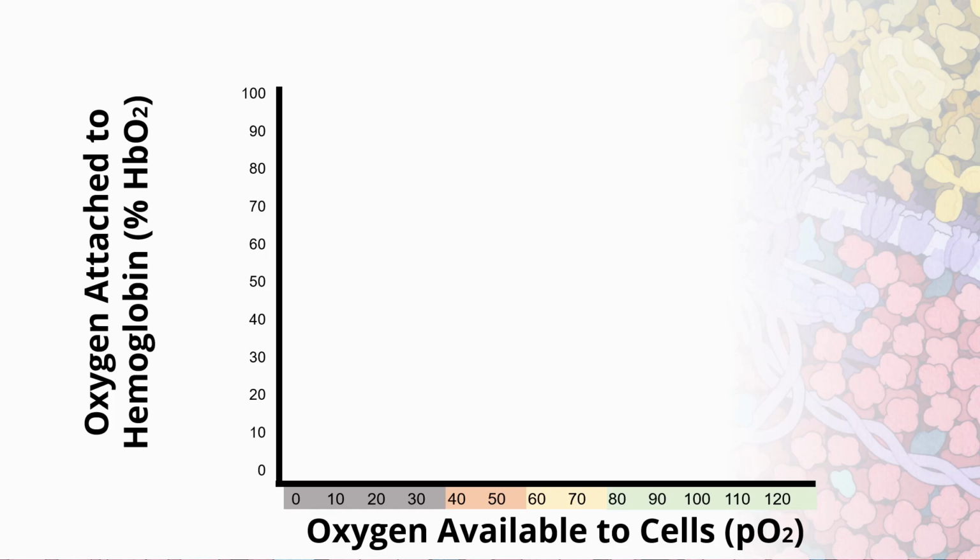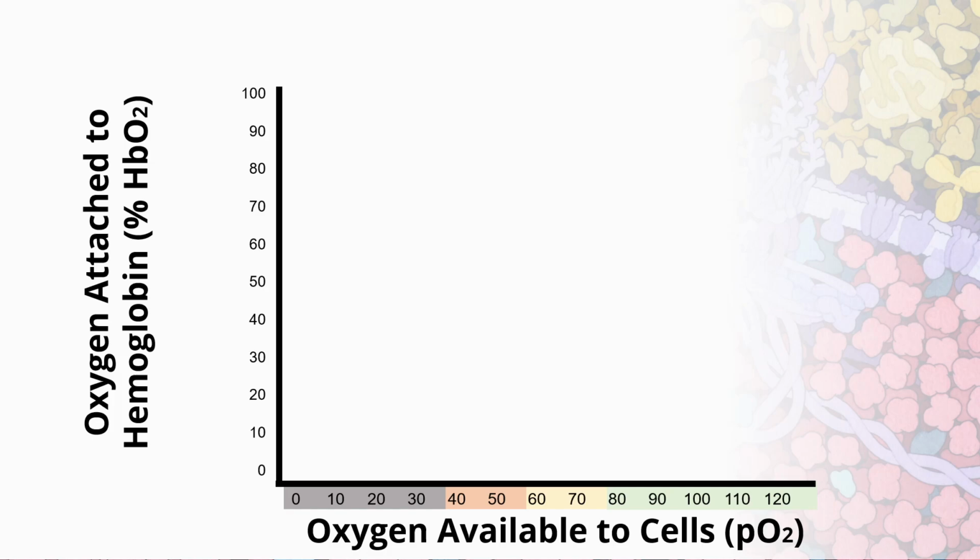And in medicine, generally speaking, if a patient has a PO2 of greater than 80, we would consider that to be healthy. And along the vertical axis, we can measure this in the field using a pulse oximeter, which gives us a relative percentage of oxygen attached to hemoglobin.